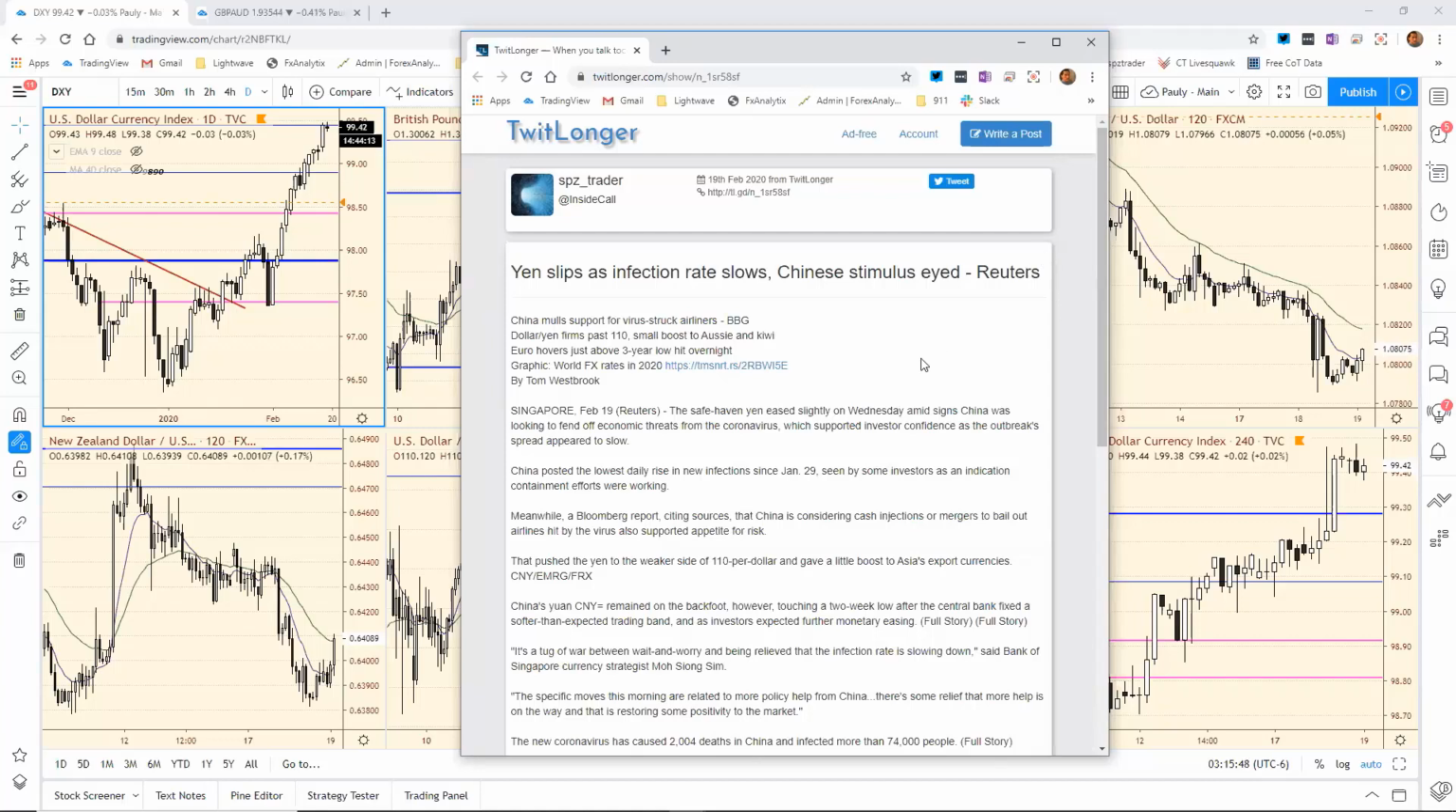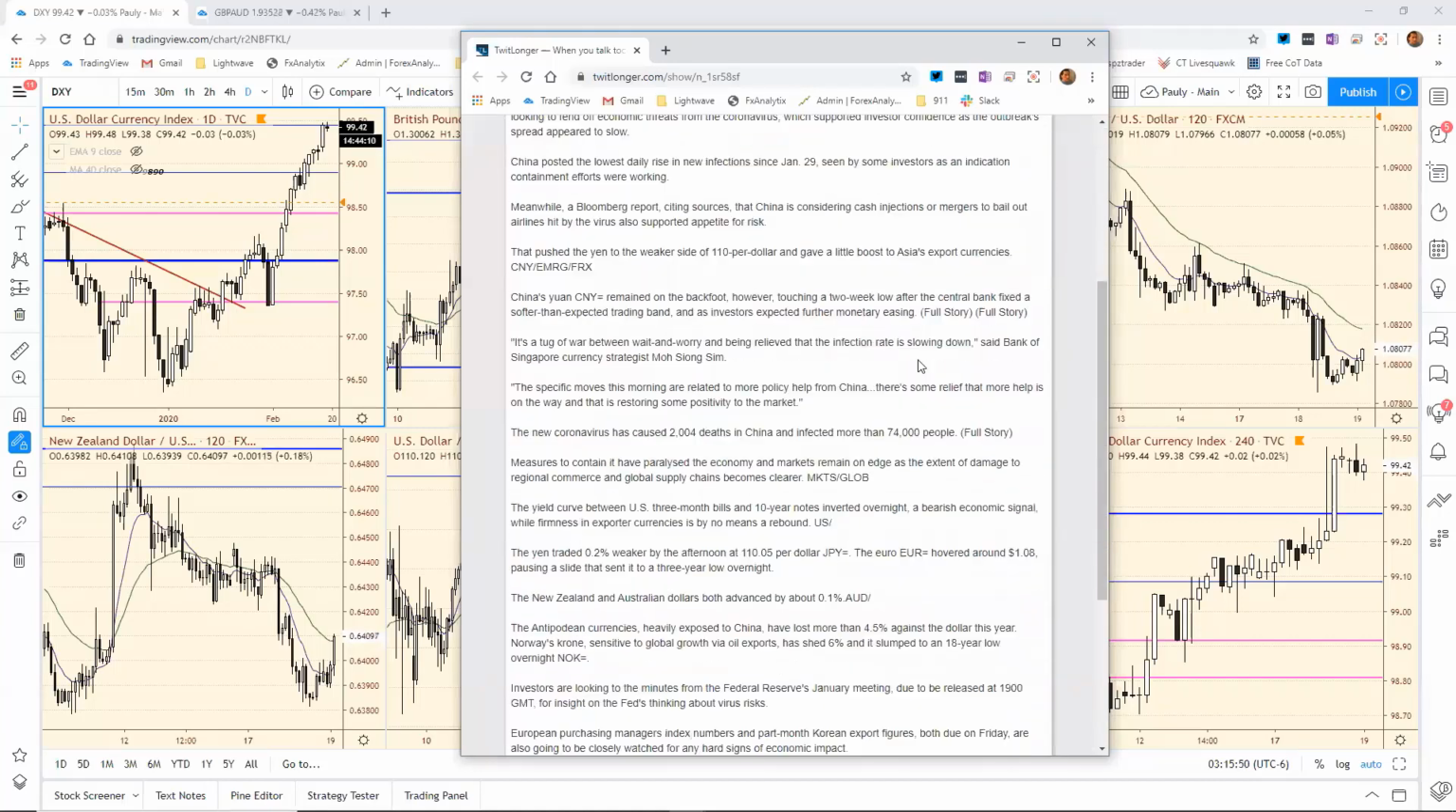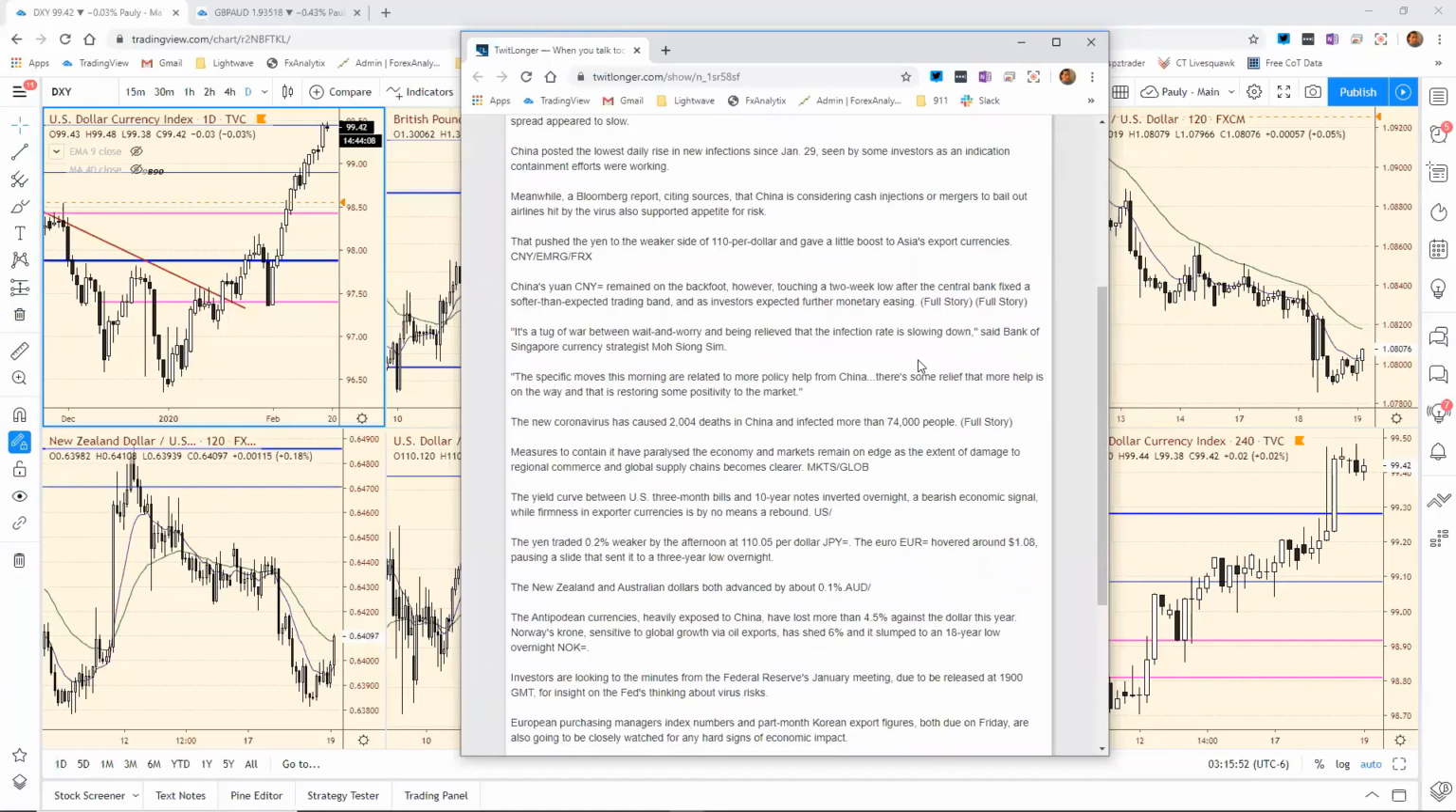China's yuan remained on the back foot, however, touching a two-week low after the central bank fixed a softer than expected trading band as investors expected further monetary easing. It's a tug of war between worry and being relieved that the infection rate is slowing down, said Bank of Singapore strategist Ma Sing Sim. The specific moves this morning are related to policy help from China. There's some relief that more help is on the way and it's restoring some positivity to the market.